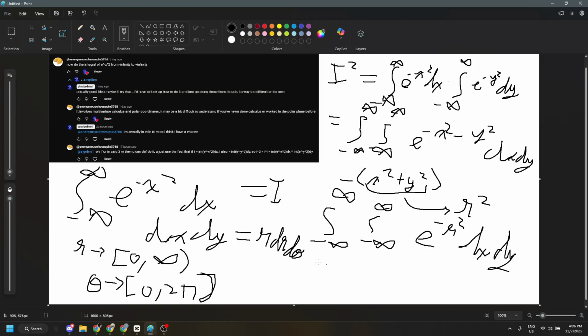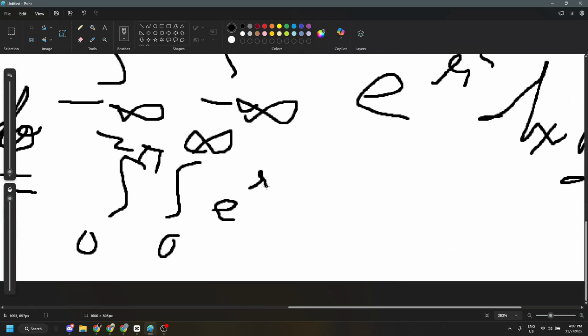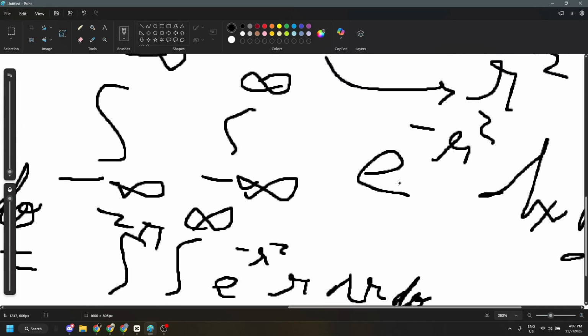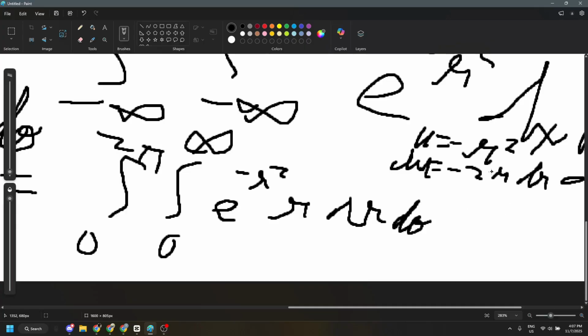Yeah, that makes sense. So this is equal to, with dr on the inside, the integral from 0 to 2 pi of the integral from 0 to infinity of e to the negative r squared r dr d theta. Now we just integrate. We can see that this is a u-substitution: u is equal to negative r squared, du is equal to negative 2r dr. So negative 1/2 du is equal to r dr.